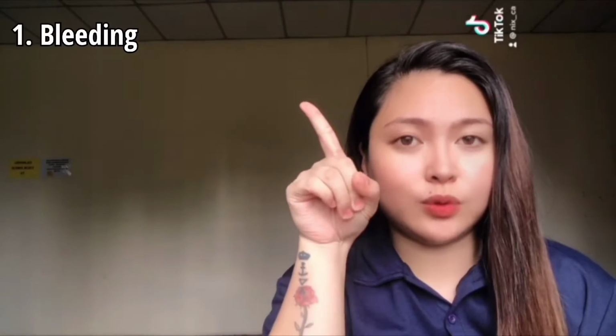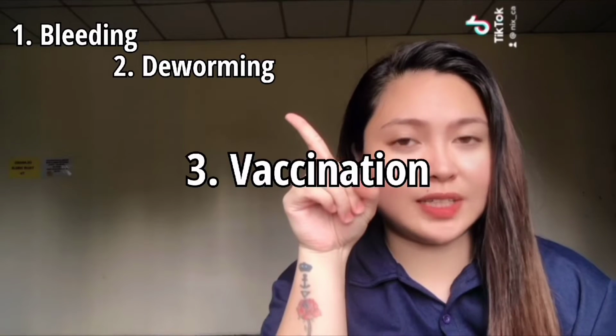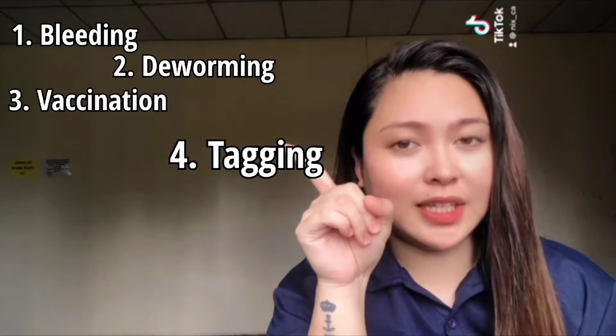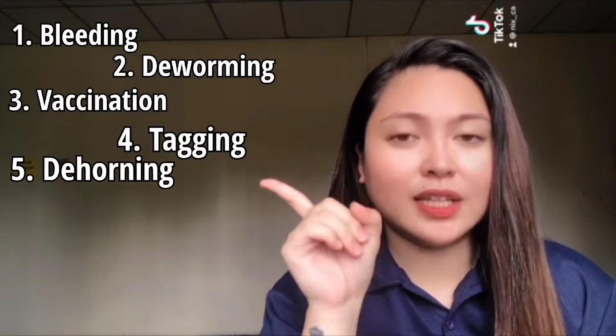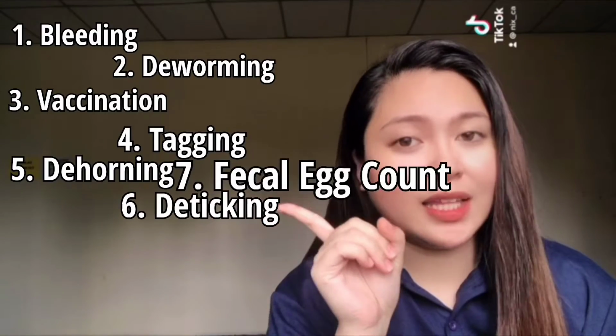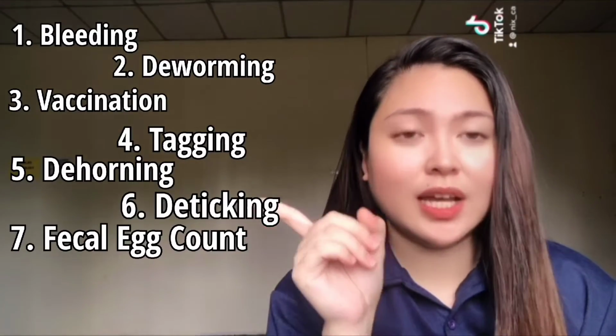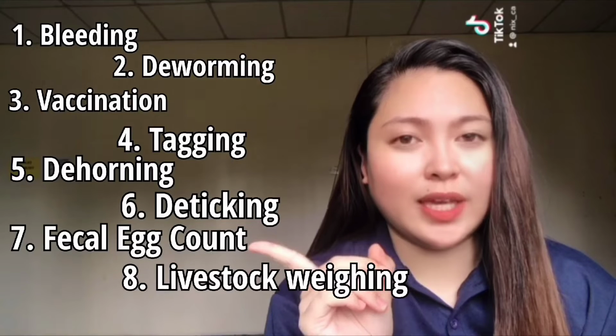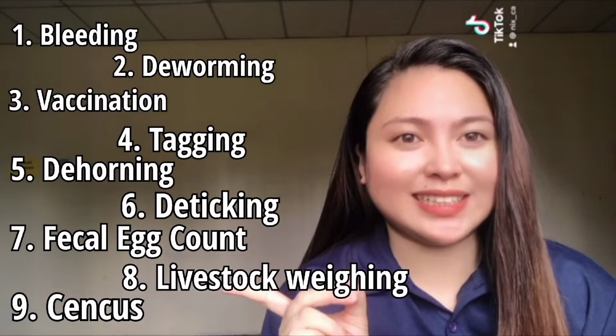Starting from number 1, we have bleeding. Number 2 is deworming. Number 3, vaccination. Number 4, tagging. Number 5 is dehorning. Number 6 is deticking. Number 7 is fecal egg count. Number 8 is livestock weighing. And last but not least, census.